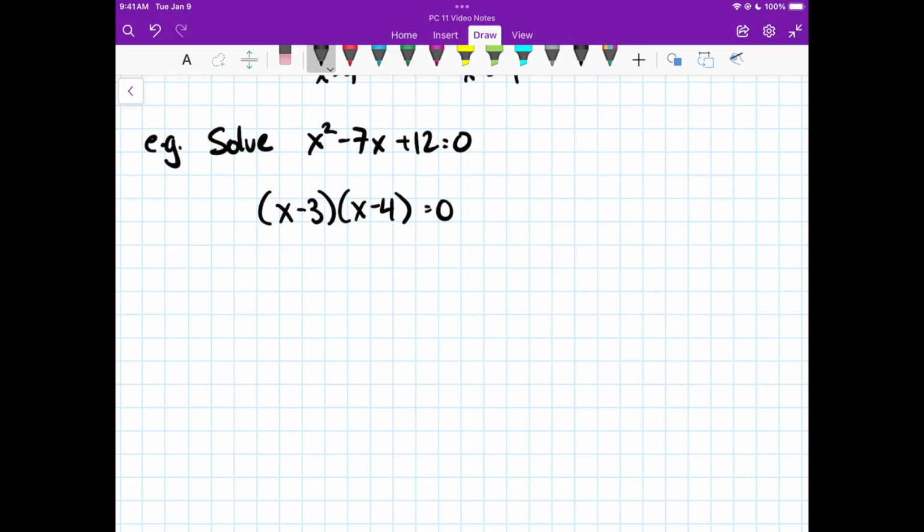All right, so I've factored this one. I break it up. I've got x - 3 = 0 and x - 4 = 0, which tells me that x is either positive 3 or positive 4, right? Because I have added 3 to both sides and added 4 to both sides.